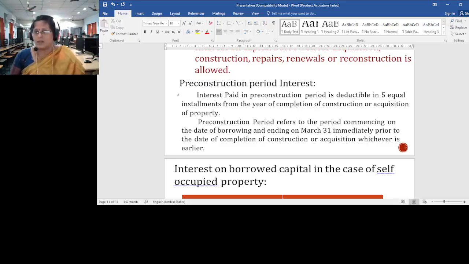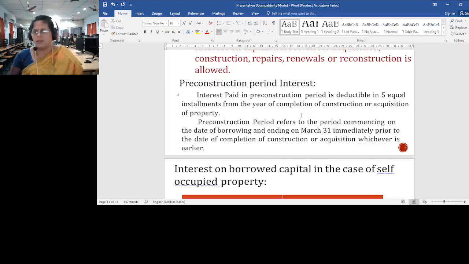That is why I have given here: interest paid in pre-construction period is deductible in 5 equal installments from the year of completion of construction. That is very important, right? Or acquisition of the property, the day on which you are purchasing or buying a property, from that day or that year onwards you can claim for 5 years, right?